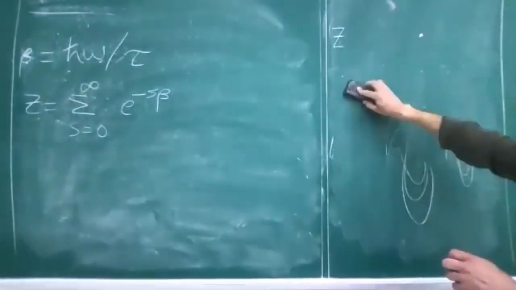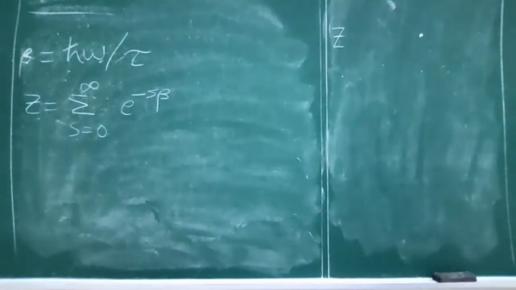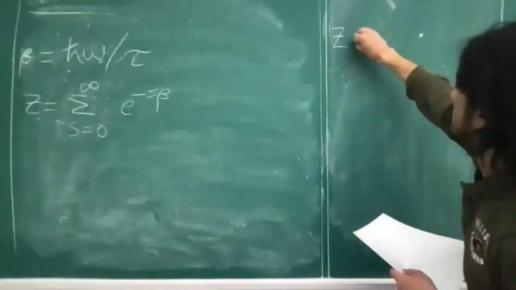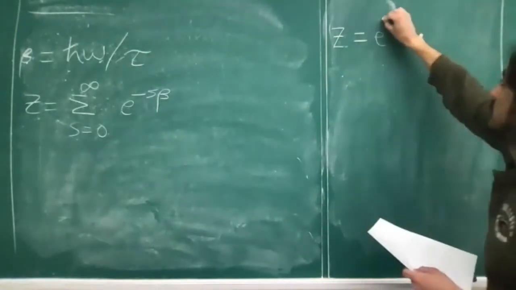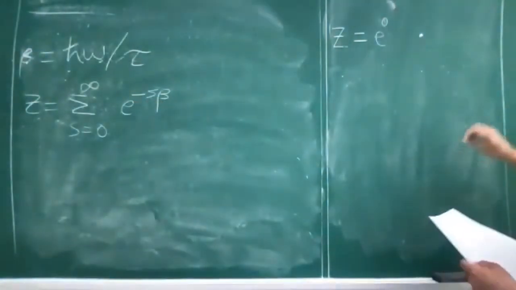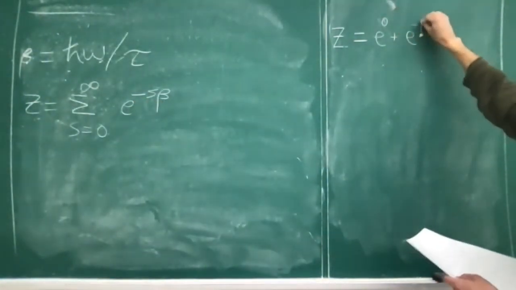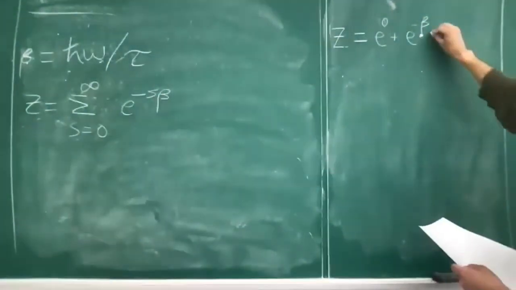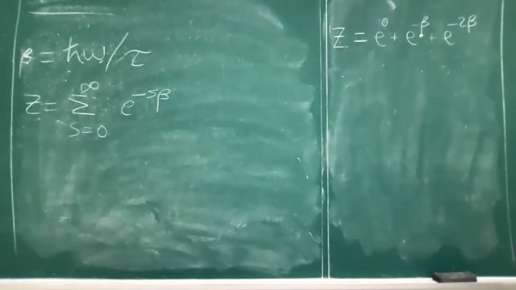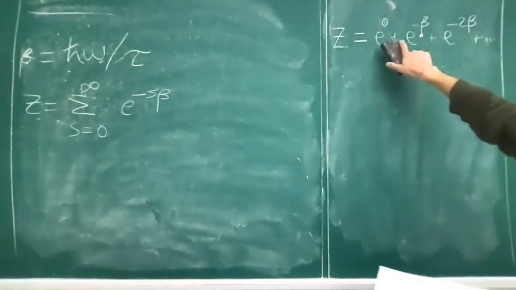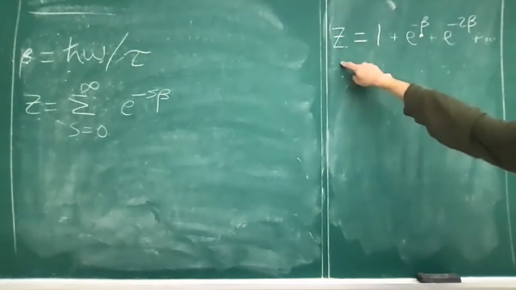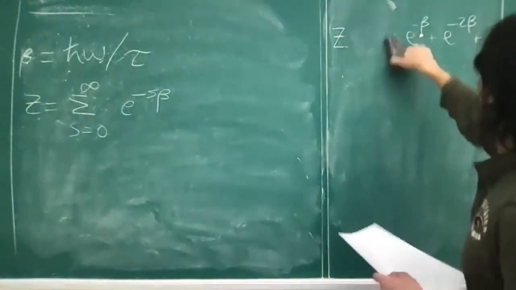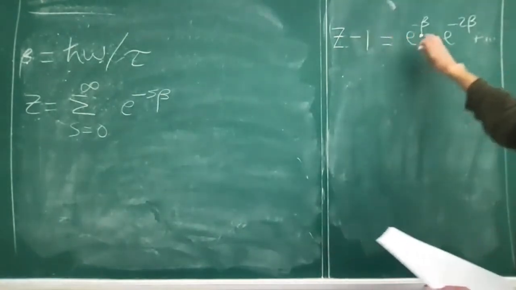Let me move over here. I have to move a little fast. So check this out. You can use it in your homework. The partition function is e to the 0. So the first one is 0 over there. And then e to the negative beta, plus e to the negative 2 beta, plus the rest. So this is equal to 1, e to the 0. So we can put a 1 over there. And this one, we can move it over here. So z minus 1 equals this series.